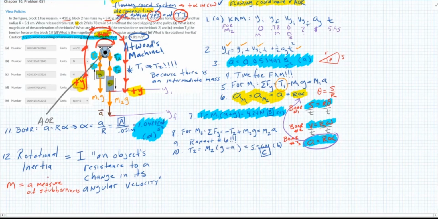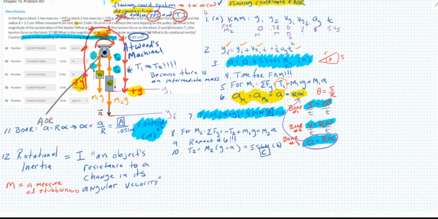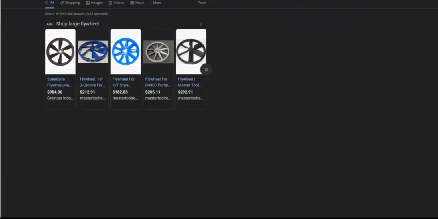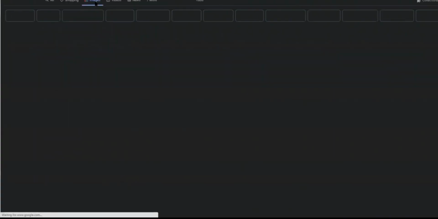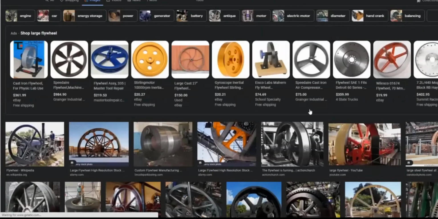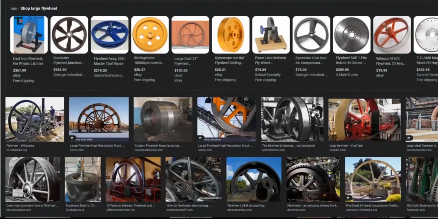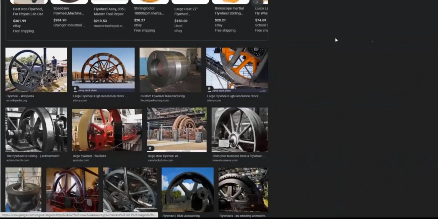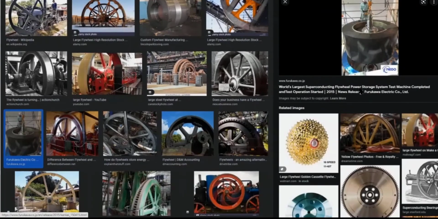Okay, let me just here, just because I can't resist. I'm always interested if I can find any new visuals here. What if I did large flywheel? Look at that. This is pretty good. Look at this. That looks massive. This is the world's largest superconducting flywheel power storage system. Well, that is just perfect.